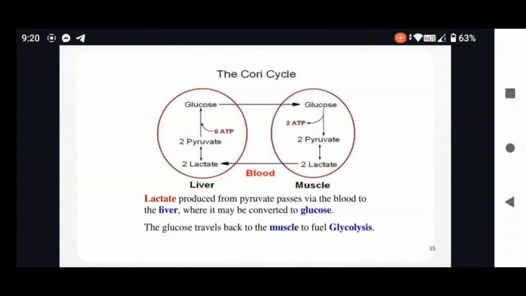So the Cori cycle. Lactate produced from pyruvate passes via the blood to the liver where it may be converted to glucose. The glucose travels back to the muscle to fuel glycolysis.